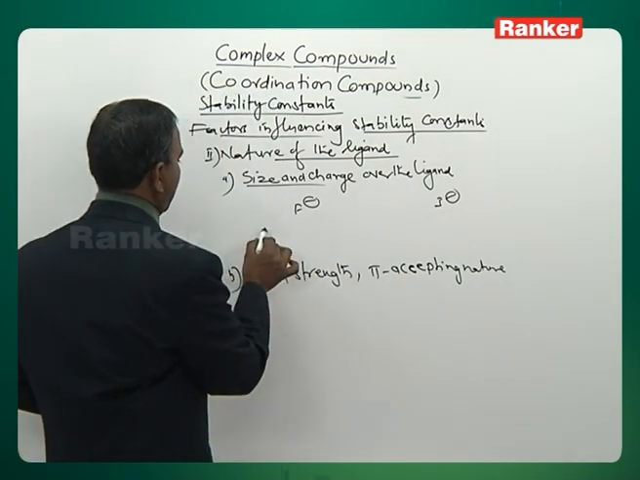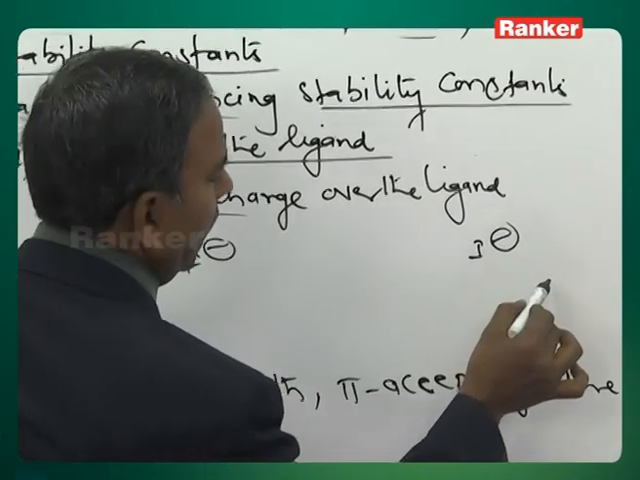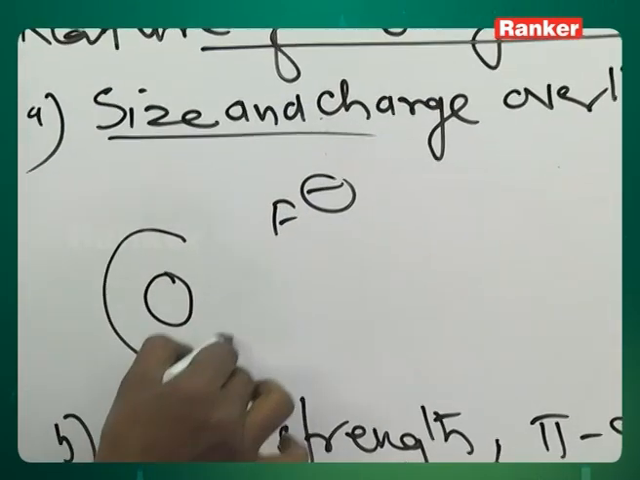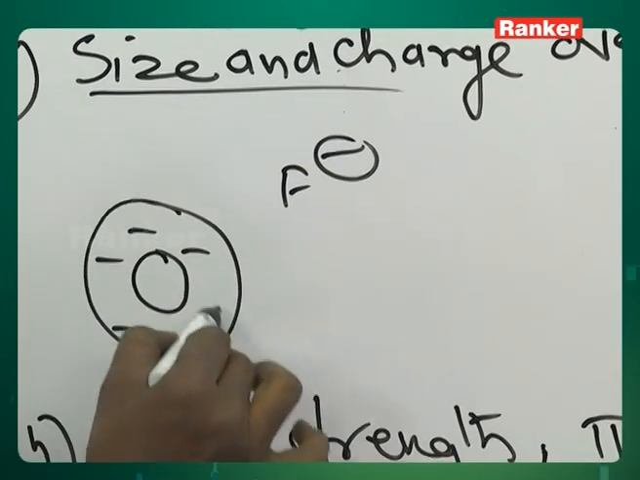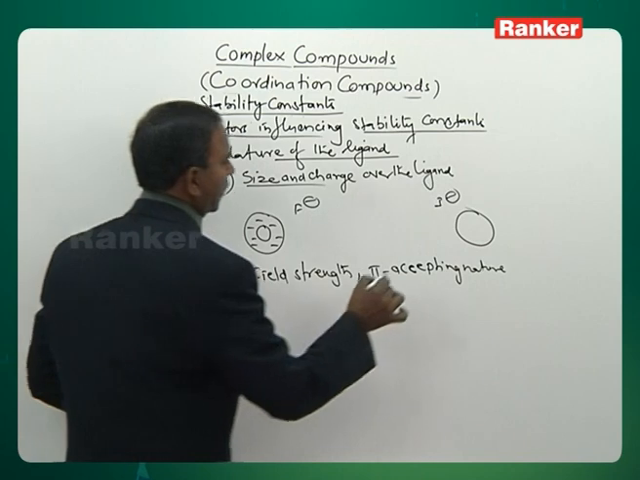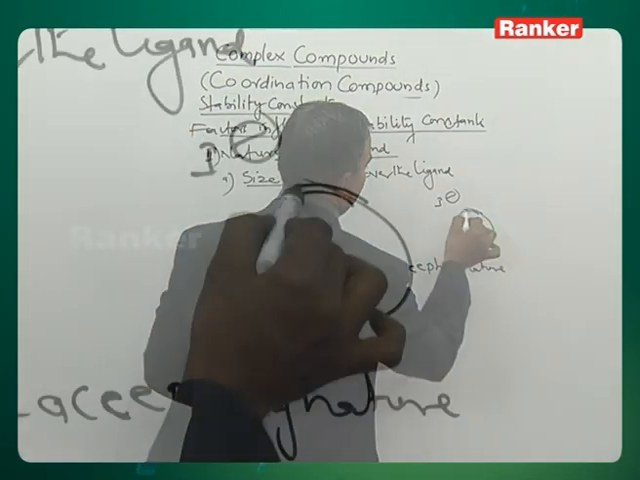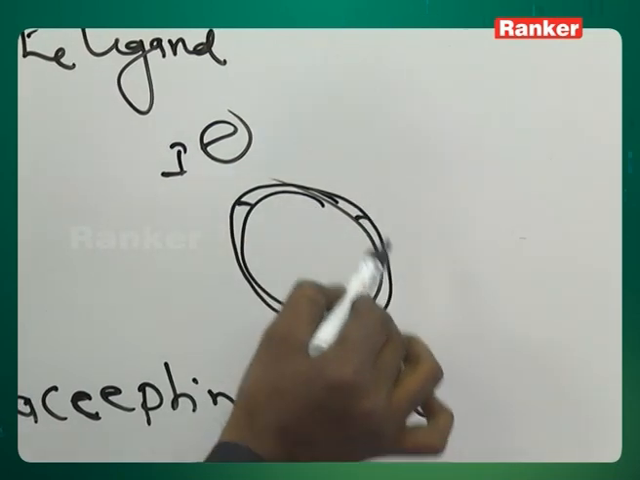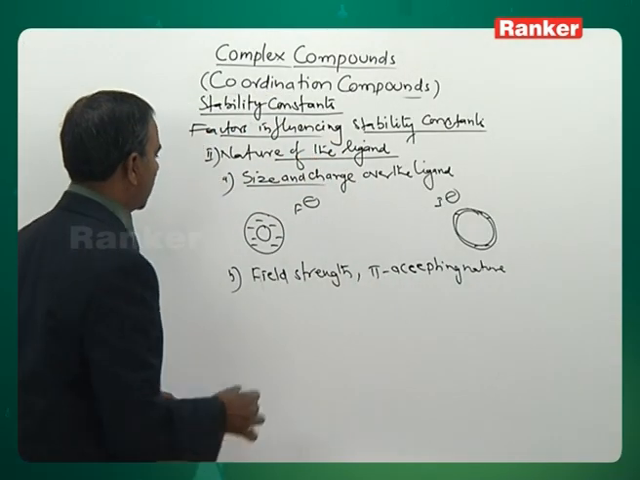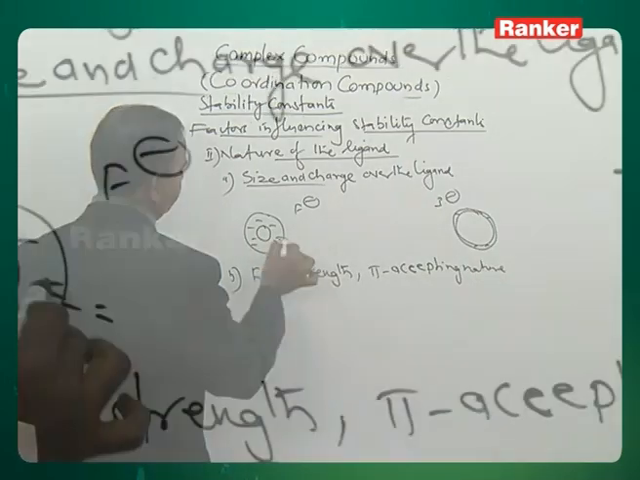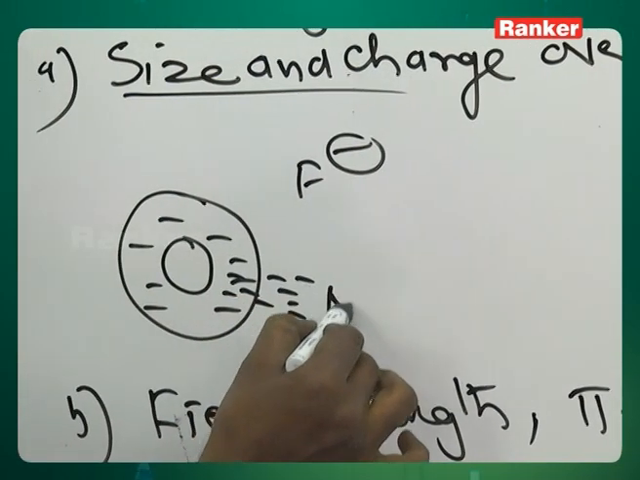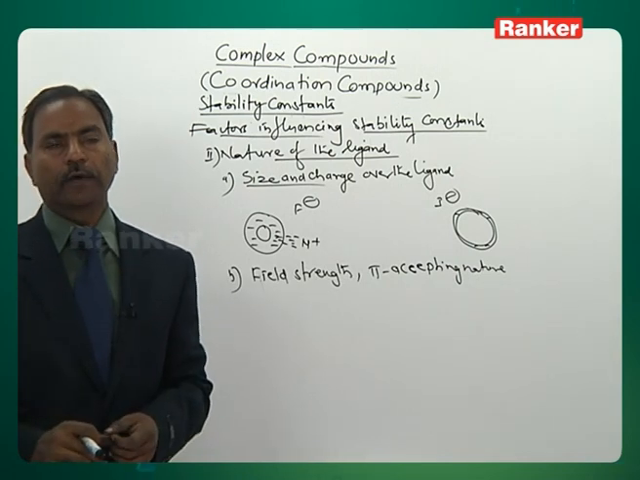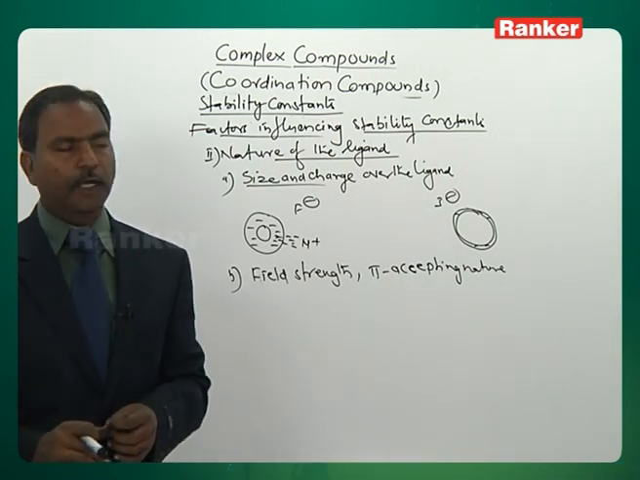See, smaller fluoride, bigger iodide you take. If it is smaller, then the negative charge density will be very thick, and here the negative charge density will be thin. This is what thin negative charge density. Then it can show great electrostatic force on the metal cation, greater electrostatic force on the metal cation, and strength of the bond will be high.